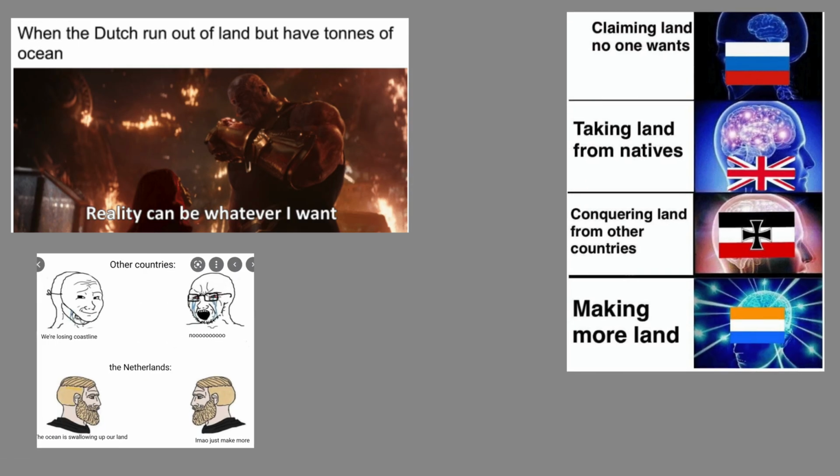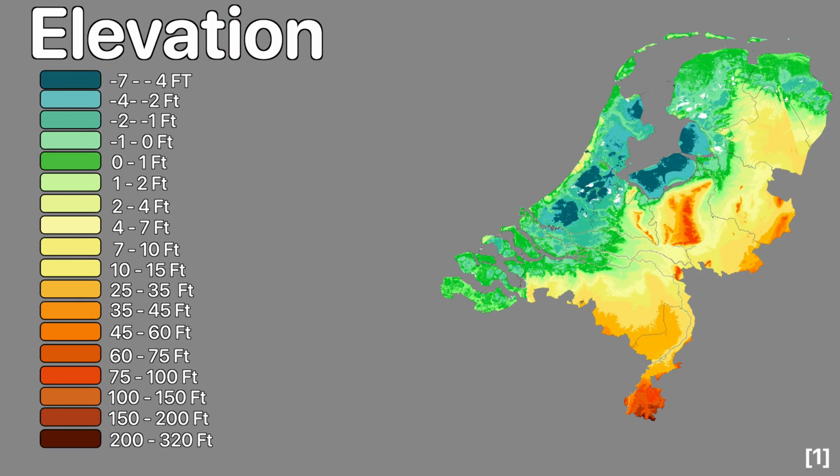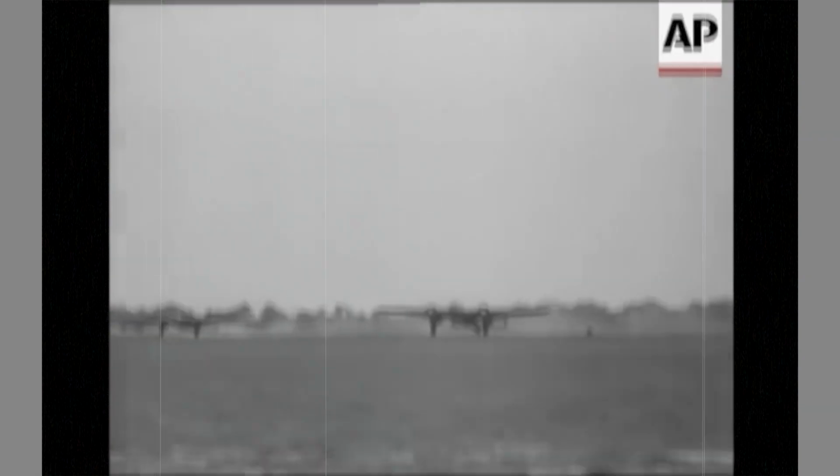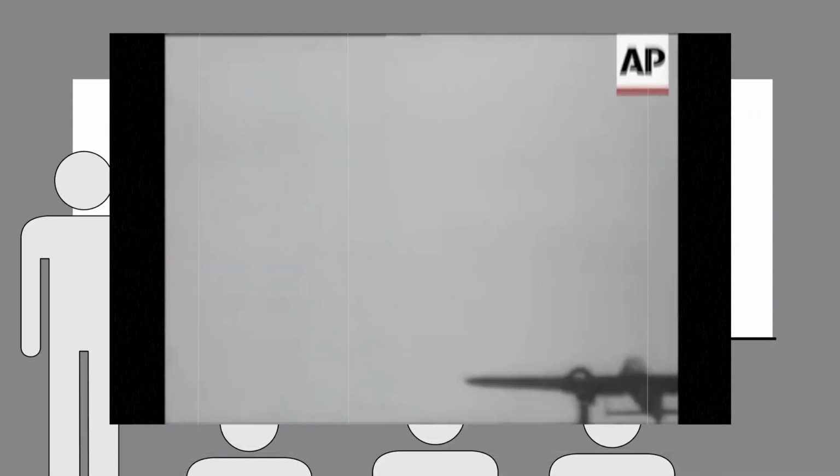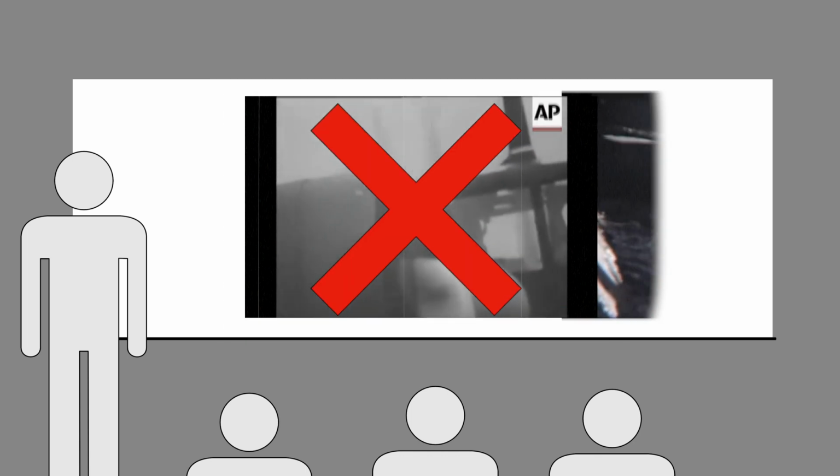The idea of the Dutch reclaiming land is now a meme. A massive part of the land that makes up the Netherlands is below sea level, and it can be shown with this map. The reason for this is because whenever the Dutch needed more land, instead of fighting their neighbors like some other countries, the Dutch just reclaimed land from the sea.